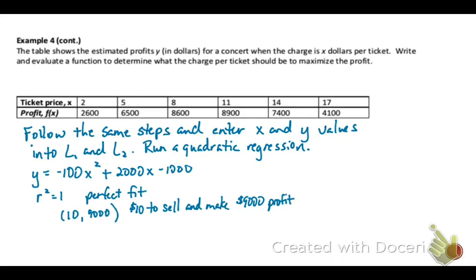All right, so you should have this quadratic equation down for this data. The correlation coefficient, r squared equals 1. It's a perfect fit. And then the point (10, about 9,000). So $10 in ticket price will make a maximum $9,000 in profit.